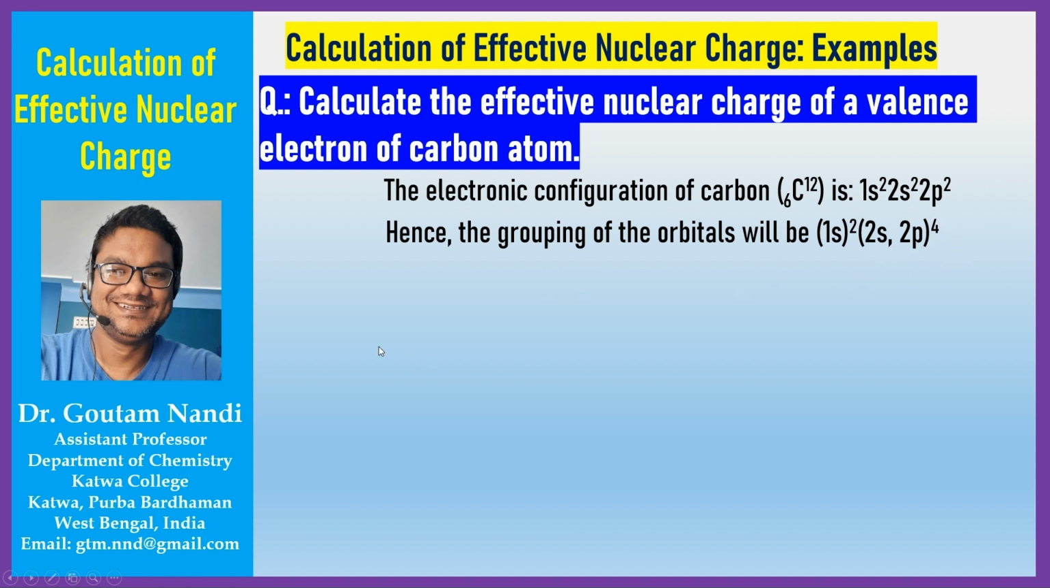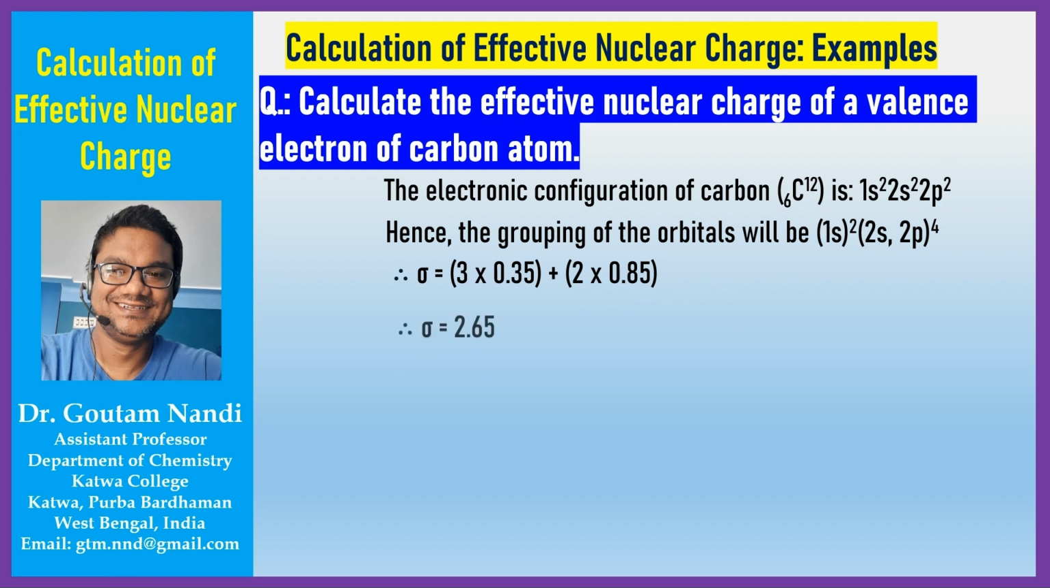Now we need to calculate the sigma value. How can we calculate it? For the sigma value calculation, one electron we need to subtract, because we are considering that electron, meaning we are calculating the effective nuclear charge for that electron. So there will be 3 electrons left. Those 3 electrons will contribute 0.35 each, and the n minus 1 shell, that is the 1s, will contribute 0.85, and there are 2 electrons, so it will be 2 into 0.85.